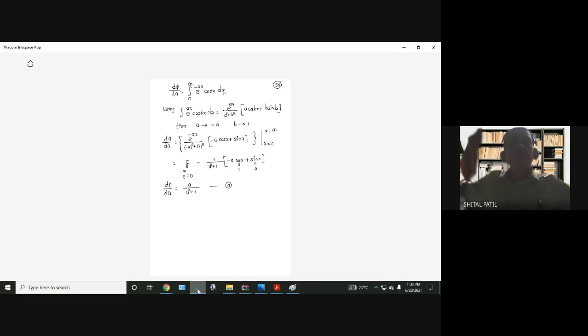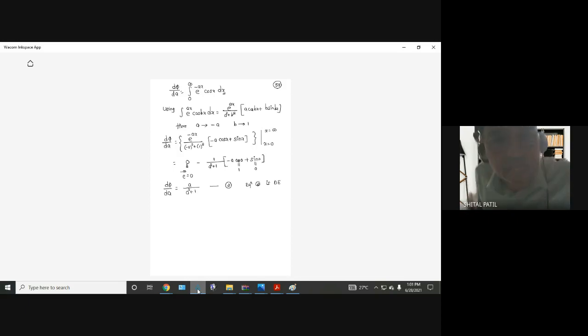So x is removed from the whole equation, and now we have a differential equation, and the differential equation is in the form of a. Okay, so what is equation number 2? Equation number 2 is the differential equation. Now we want to solve the differential equation. Ultimately our aim is to get the phi. So we have to solve the differential equation.